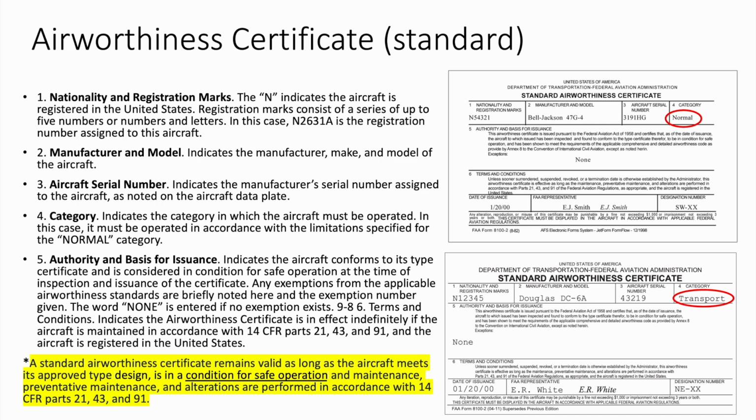Generally, you don't have to say N when you're repeating your tail number. Some people do, some controllers will as well, but most of the time it's just implied. Part number 2 is the manufacturer and model, serial number, category. So we talked last time during the review about category and class. So the category is going to be normal in this case.